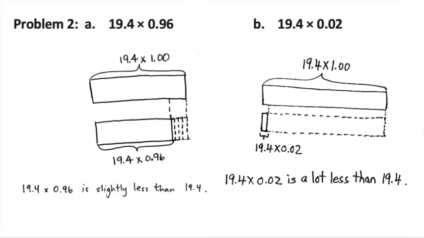So here we have represented 19 and 4 tenths times 1. That's what this rectangular tape diagram is expressing here. Okay. When we compare that to 19 and 4 tenths times 96 hundredths, we look at how close we are to the whole, which is 19 and 4 tenths. Right? So if we look at the difference here, we're only 4 slight little hundredths away from our whole, right? Which is 19 and 4 tenths. So we're pretty close. 19 and 4 tenths times 96 hundredths is only slightly less than 19 and 4 tenths.